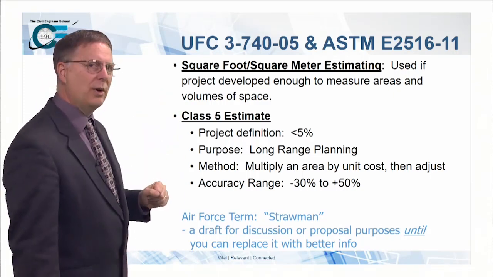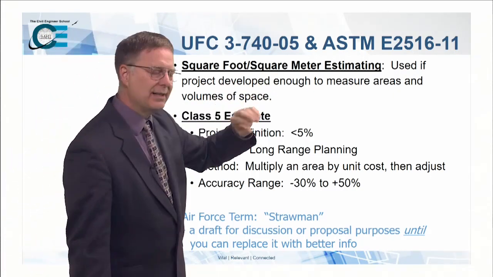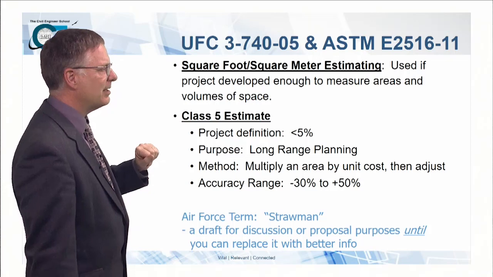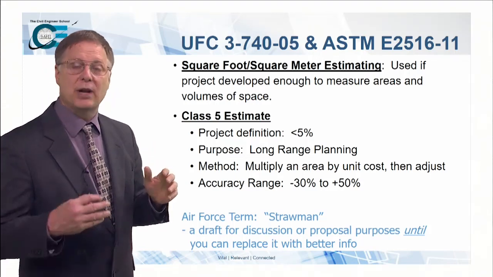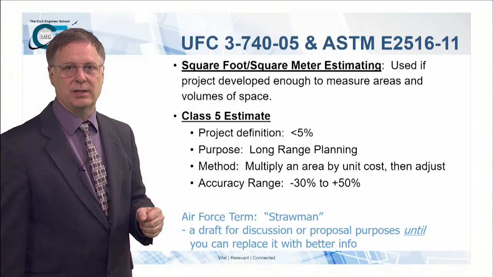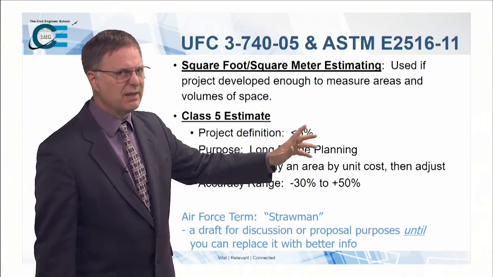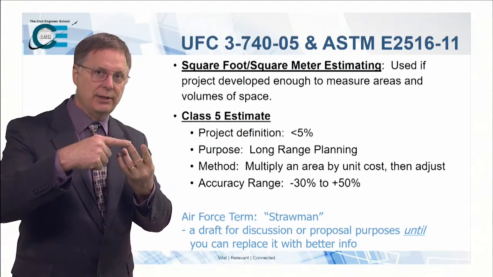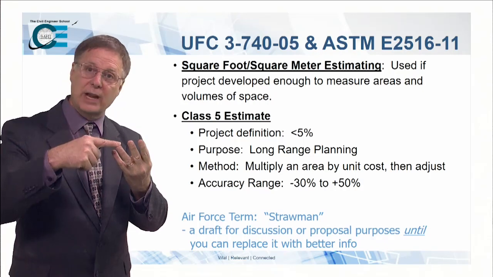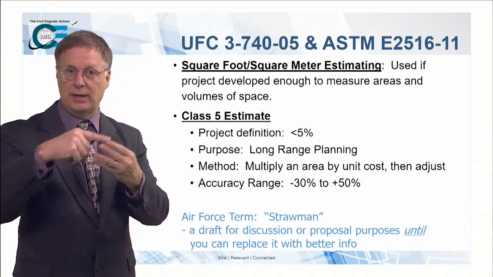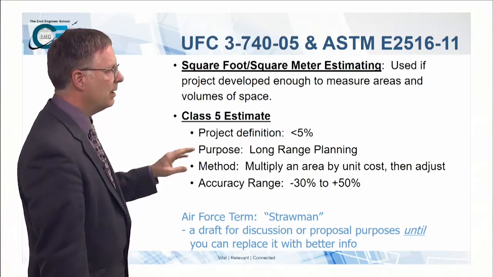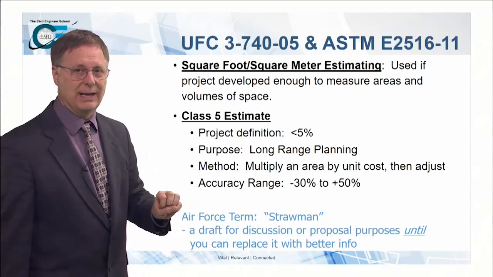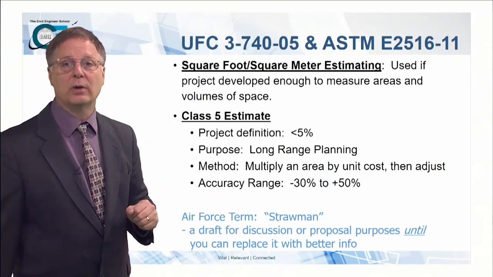According to the UFC and the American Society for Testing and Materials, which is a national and international standard, the square foot, square meter estimating method is used when you've got a project developed enough to be able to measure the space. Generally, you've got very little project definition, less than 5%. I told you before you need to have 4 things. You need to know the type of facility, how big the facility is, the location of the facility, and the date of construction. If you know that, you can come up with an estimate. It's useful for long-range planning, but it's going to be very inaccurate. So you've got to be very cautious about using this and what the numbers are going to be used for.